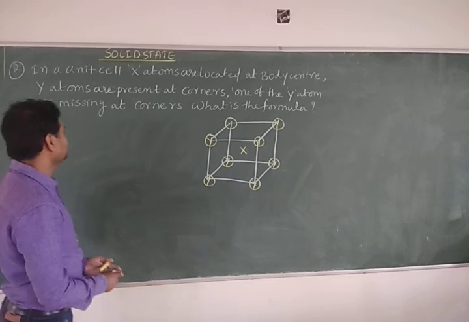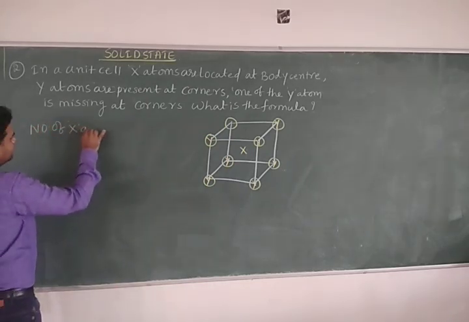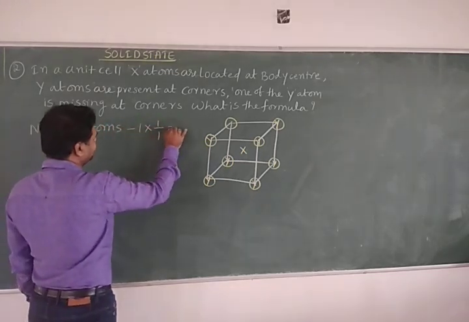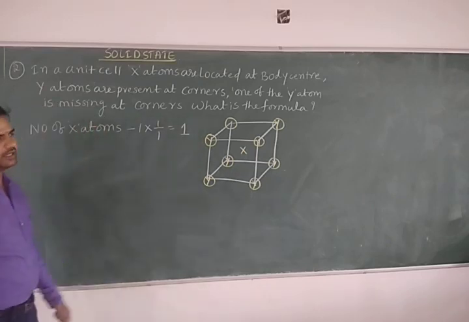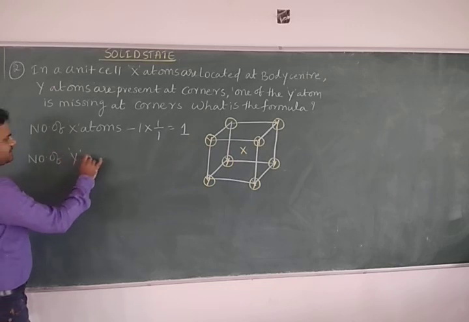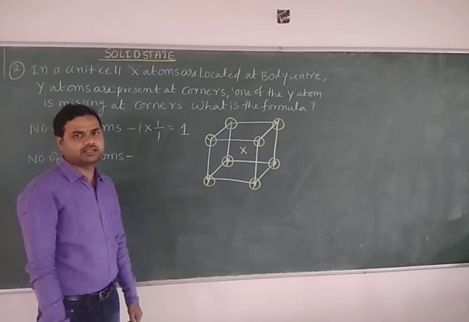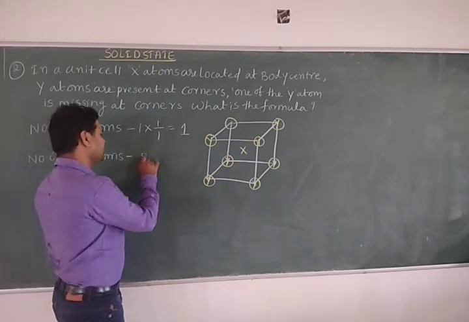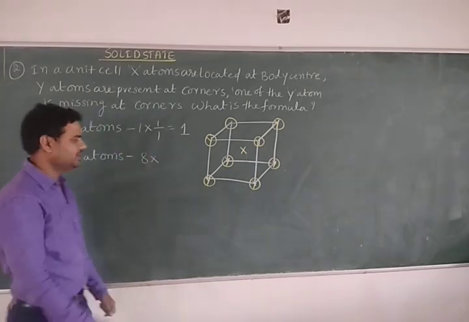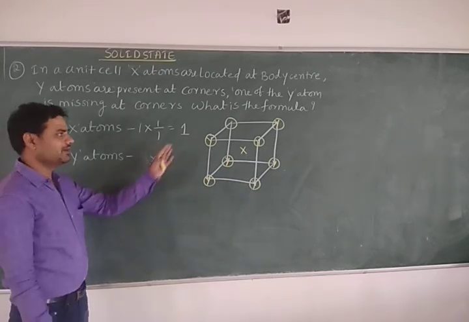So find this. First, the number of X atoms at the body center: you know that at the body center it is 1 into 1 by 1. How many atoms? 1. No doubt at all. Now the number of Y atoms. Y atoms are located at the corners. But one of the atoms from the corner is missing here. Total number of atoms at the corners is 8 actually, but one is missing.